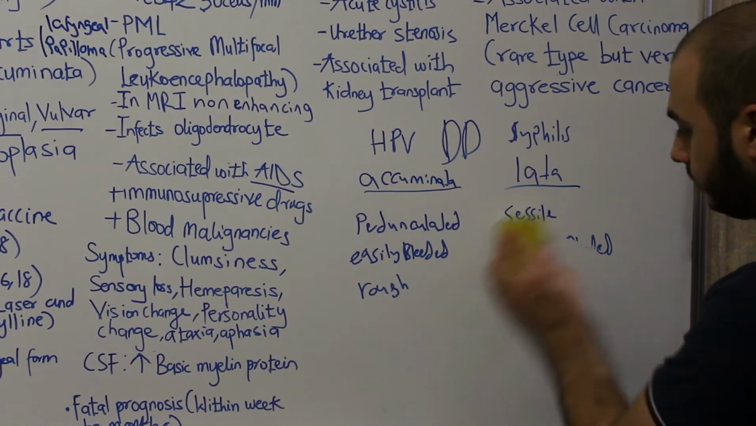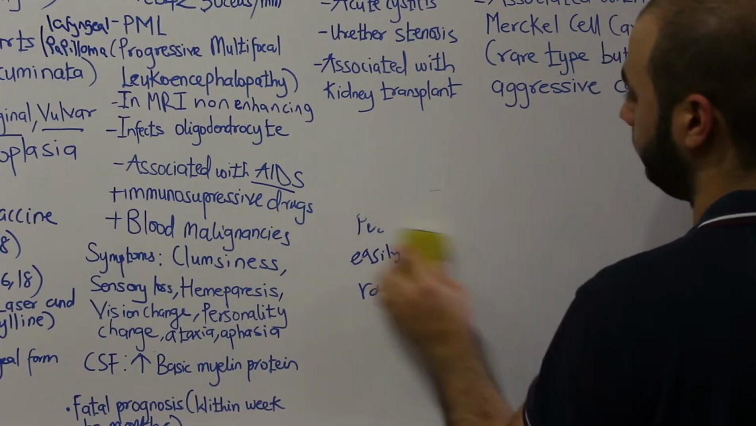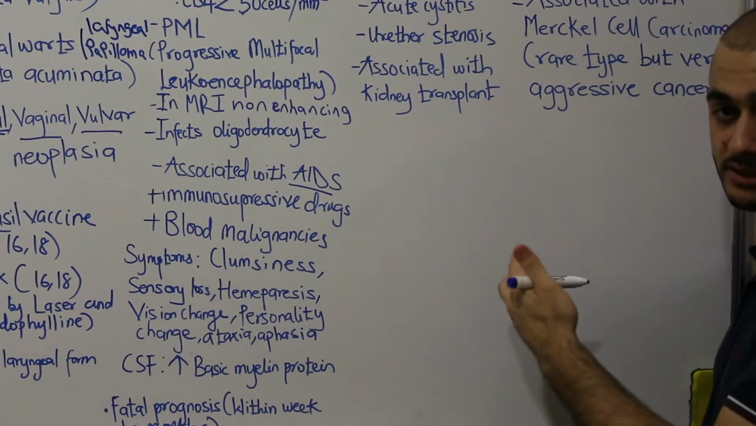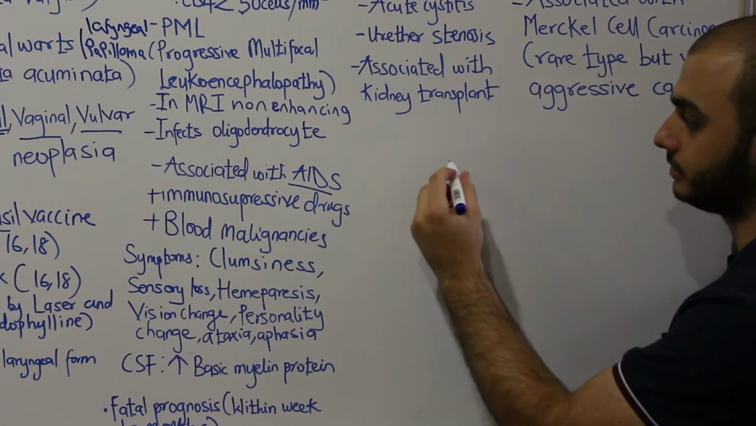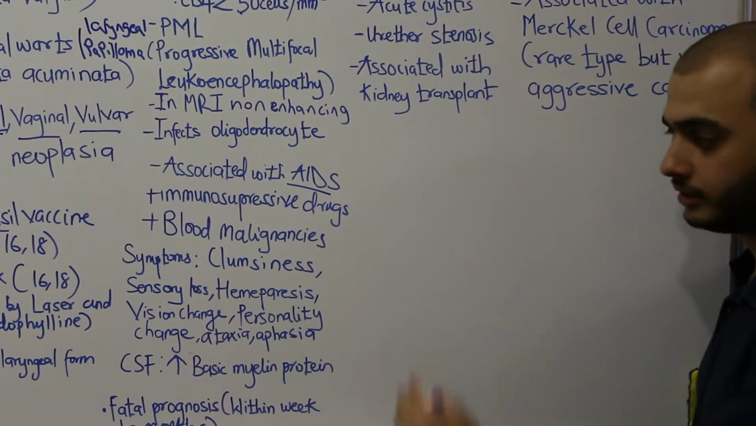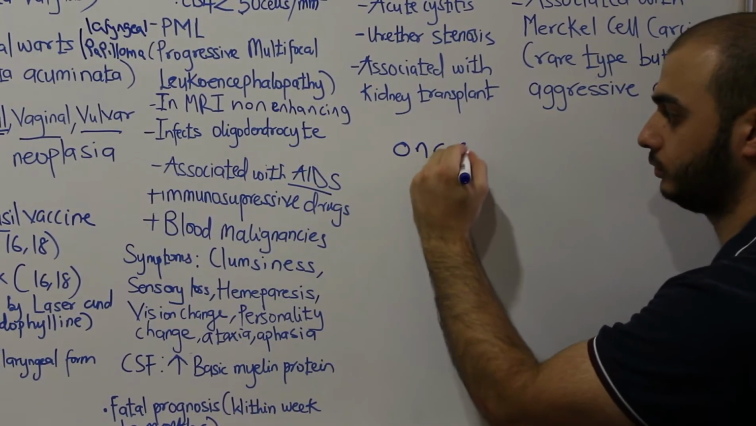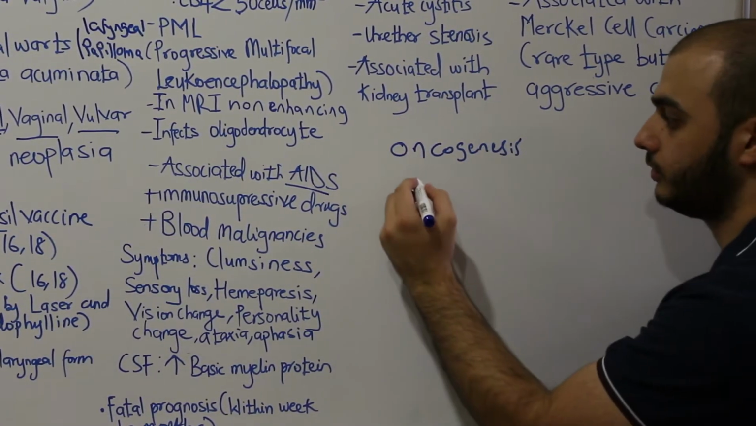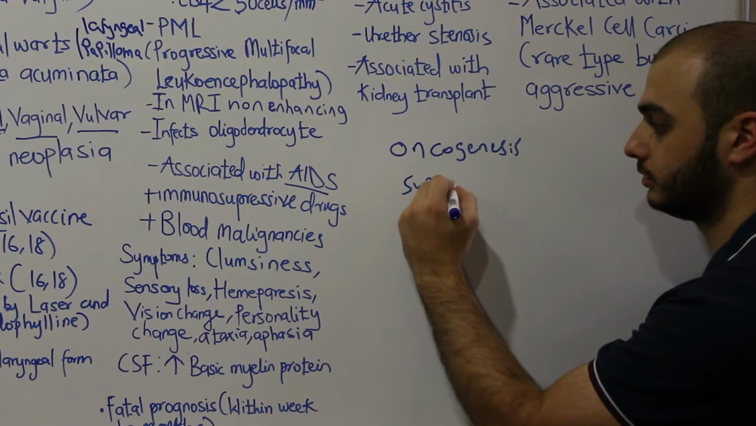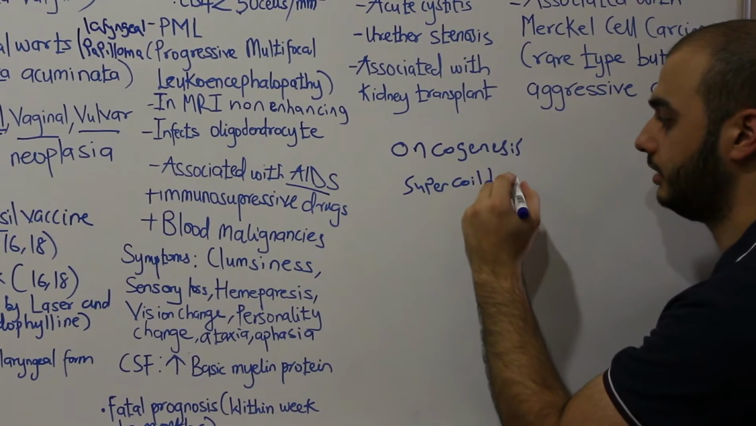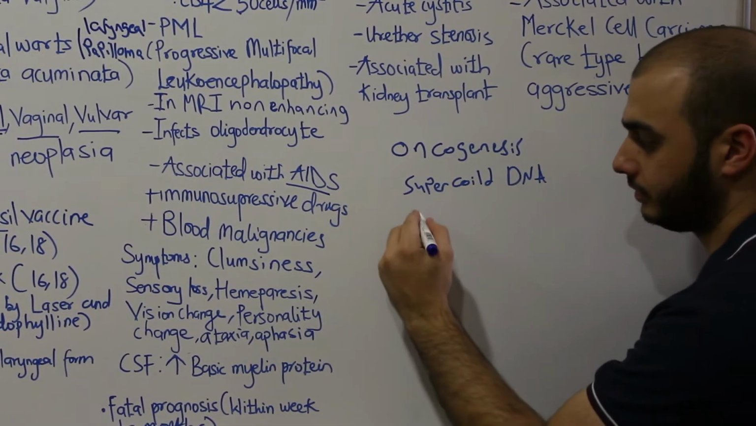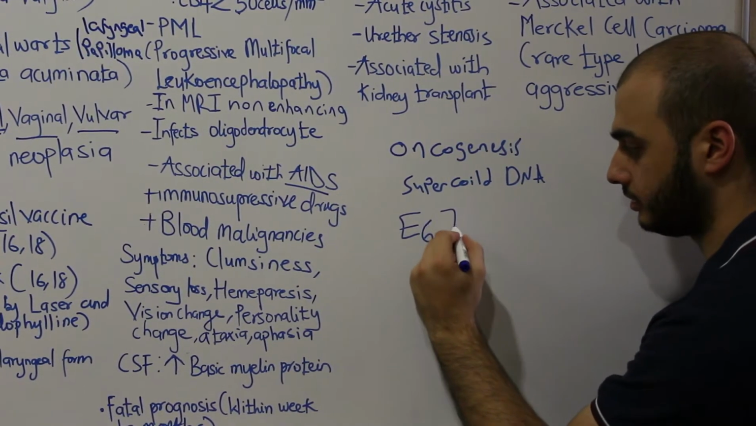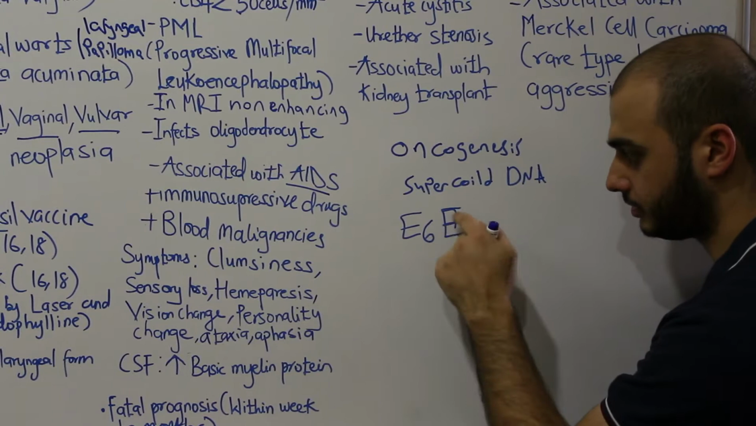And one thing more, before we finish papilloma, one of the most popular questions or points that are targeted by high-yield exams is what are the mechanisms of oncogenesis. First of all, the supercoiled DNA. Then actually, this virus produces proteins E6 and E7.